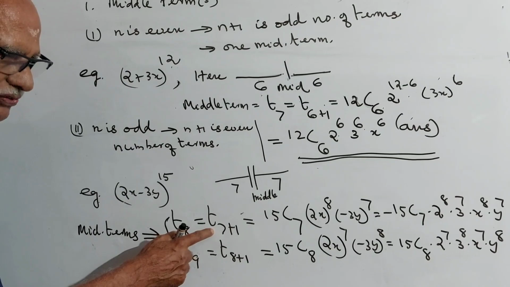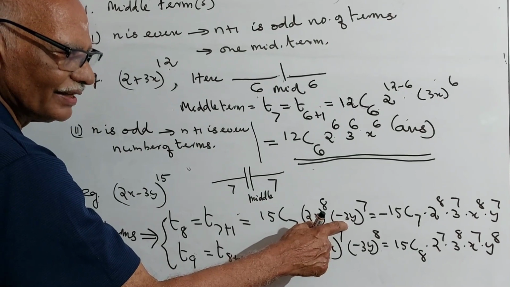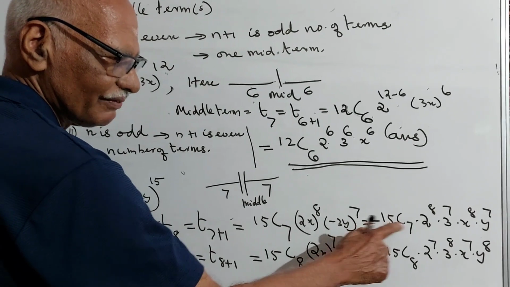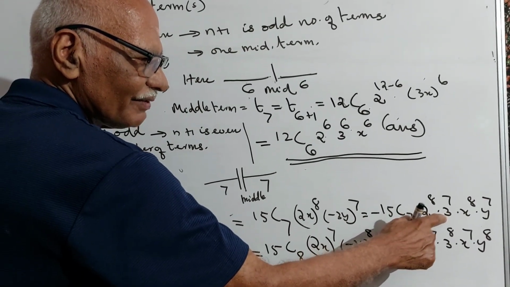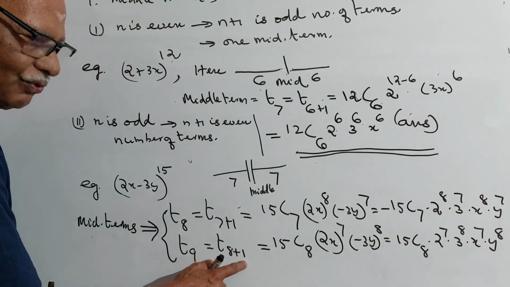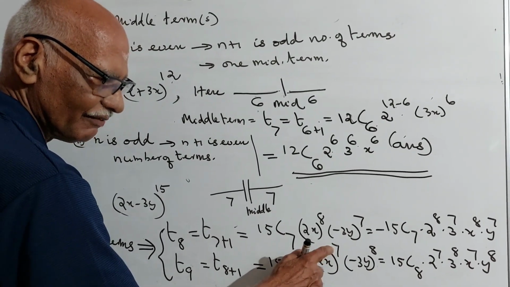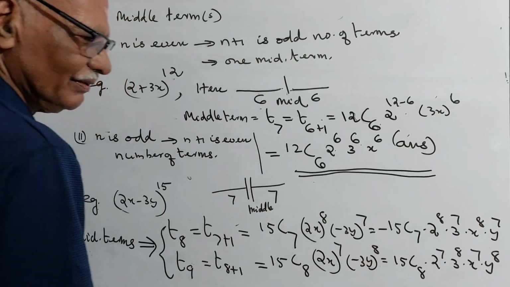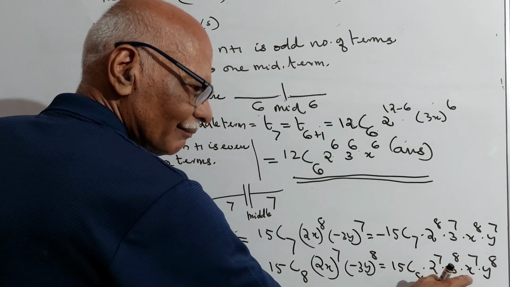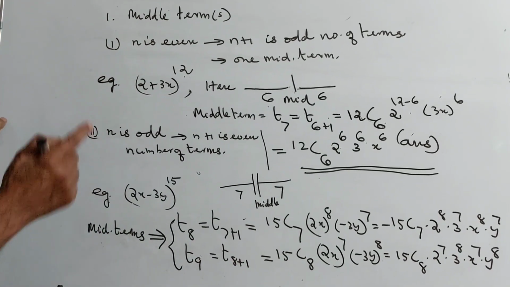T8 is T(7+1), which is 15C7, (2x) the whole raised to 8, (minus 3y) the whole raised to 7. That simplifies to minus 15C7, 2 raised to 8, 3 raised to 7, x raised to 8, y raised to 7, since minus is 7 power. Now T9 is T(8+1). It is 15C8, (2x) the whole raised to 15 minus 8, which is 7, then (minus 3y) the whole raised to 8. That simplifies to 15C8, 2 raised to 7, 3 raised to 8, x raised to 7, y raised to 8. So these two are the middle terms.